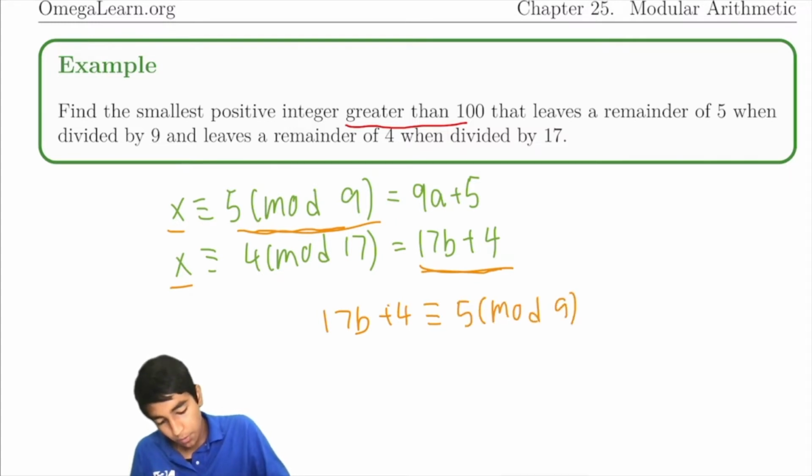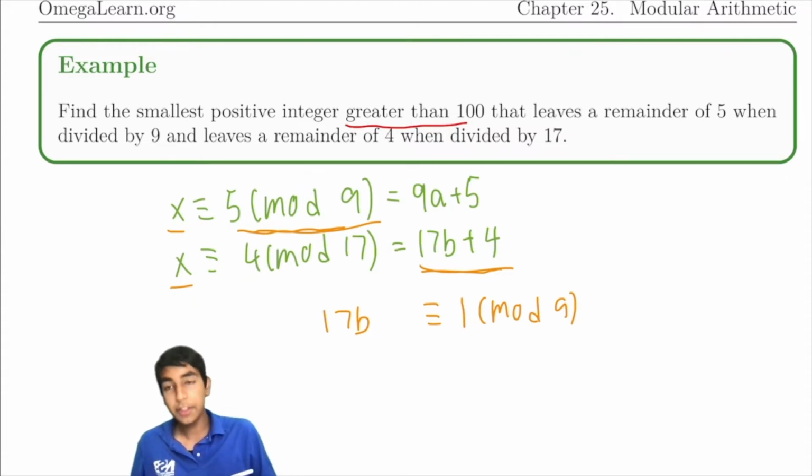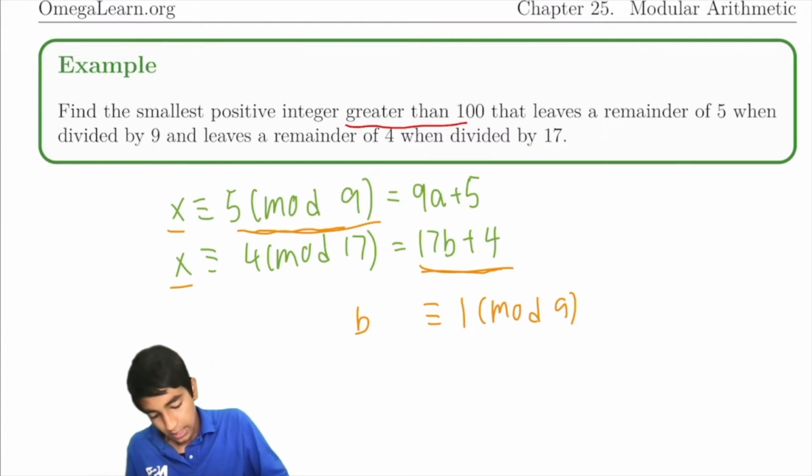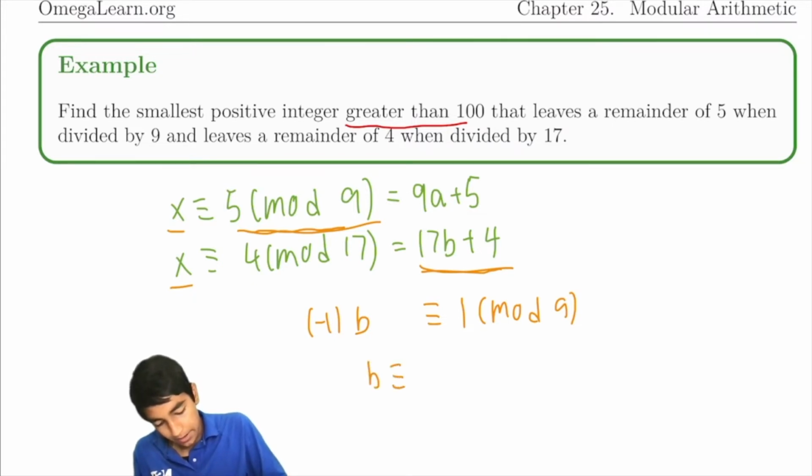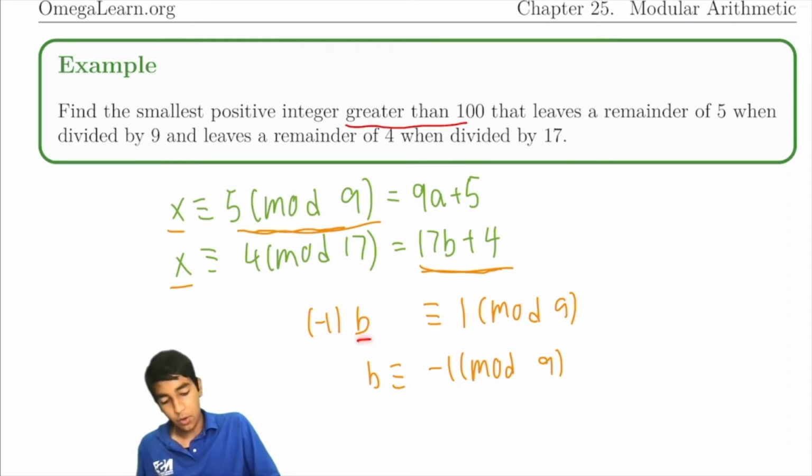And let's subtract 4 from both sides. And now the key thing to note here is 17 is just negative 1 mod 9. So this is going to be times negative 1b. And from here, well, what is b mod 9? b has to be negative 1 mod 9, right? Because negative 1 times negative 1 is 1.